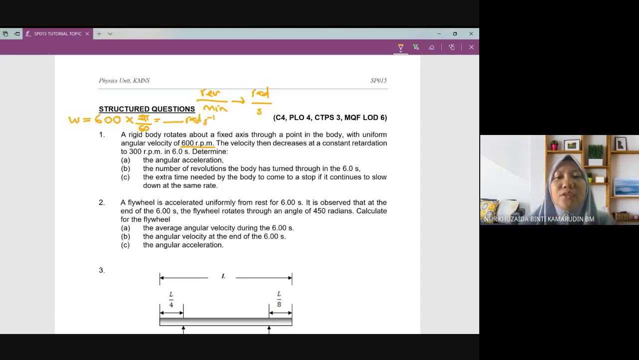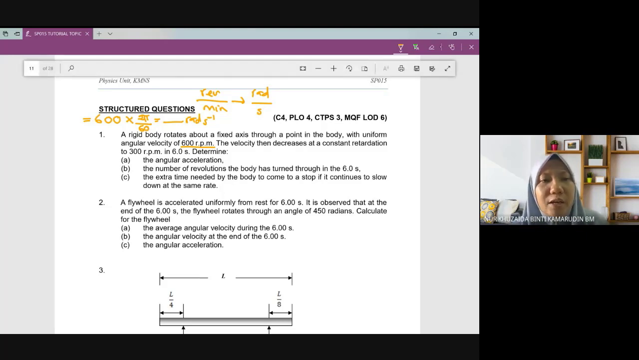Okay, alright. So the velocity then decrease at a constant retardation to 300 RPM. Okay, so maksudnya yang kita dapat tadi, nilai omega tadi adalah omega naught. Okay, initial angular velocity. Alright, and then we have a final velocity. Okay, kita boleh letak omega sahaja. Kalau you nak letak omega F pun tak ada masalah, it depends. Okay, and then you have 300 RPM. So it means you need to convert to the radian per second lah. Okay, kita tengok dulu sebenarnya perlu ke tak, tapi kita try dulu.